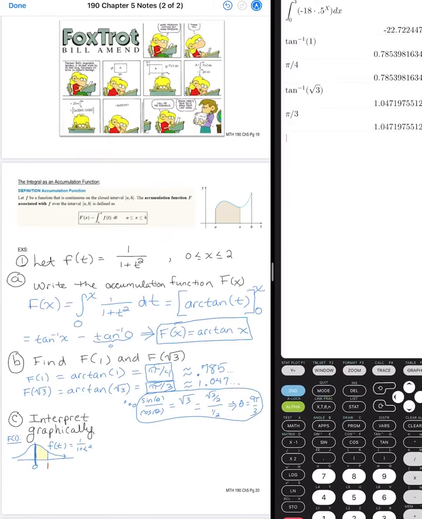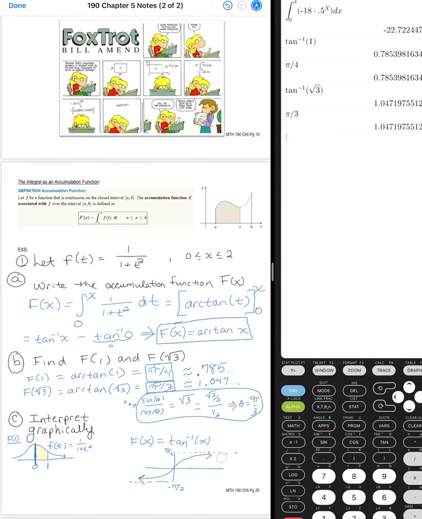But then with the accumulation function, what we were just seeing was that capital F was equal to tan inverse of x, or arctan. And so arctan has a graph that looks something roughly like this, and there are horizontal asymptotes at plus and minus pi over 2. Okay, so this is my capital F function. I have it written right up above, so I don't need to write that again.